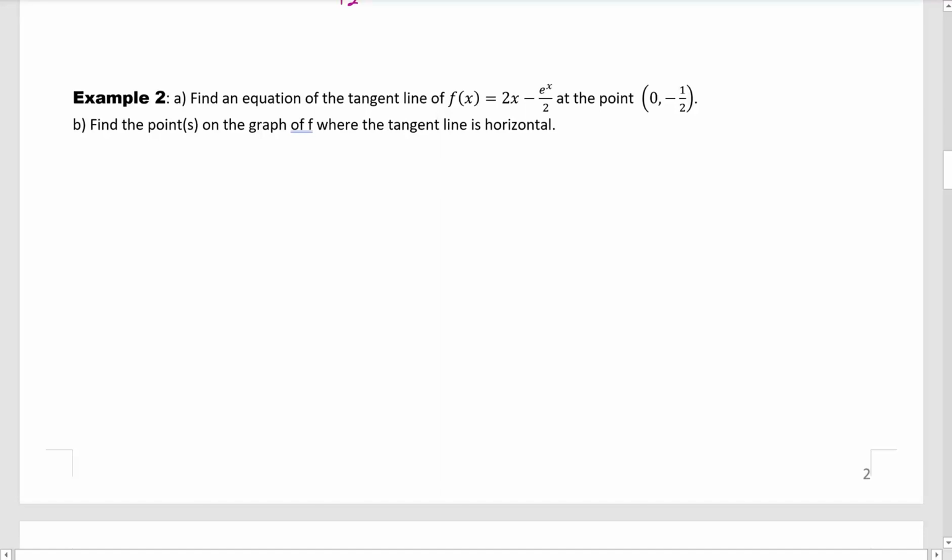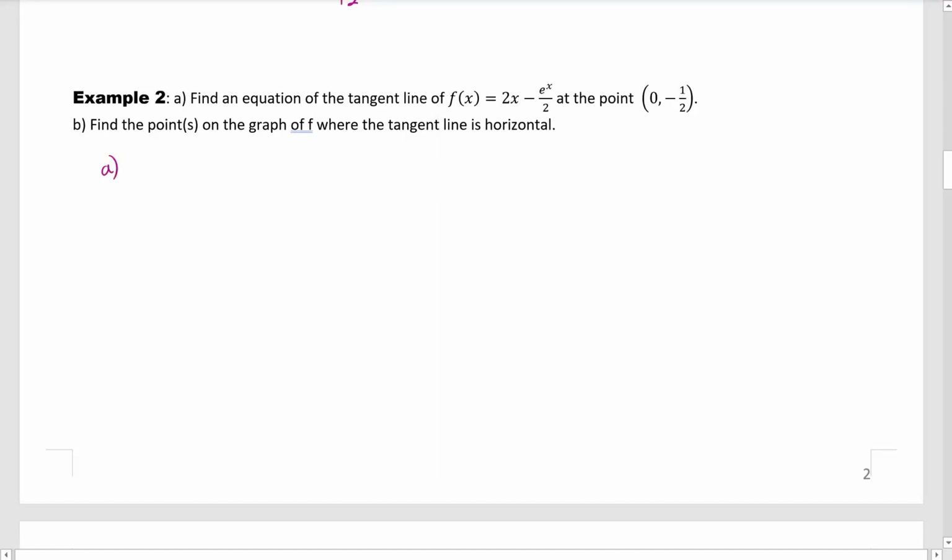But if the problem didn't ask us to use the limit definition of derivative, then we can use the derivative formula, which is like the power rule and the exponential function rule, okay? So when you do your homework and exams, you have to read the problem carefully. If the problem asks you to use the limit definition, then you need to use the limit definition. You cannot use the differentiation formula. Okay? So, alright, let's see part A.